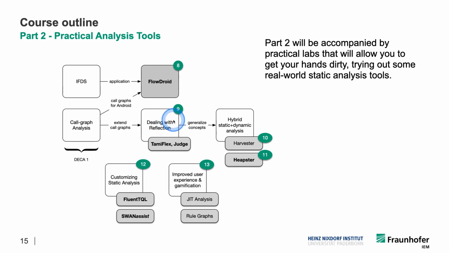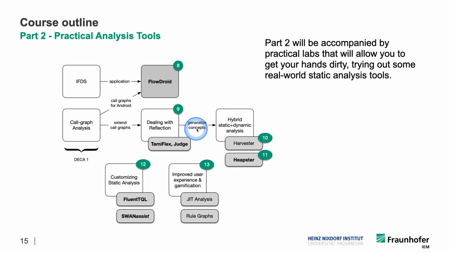Then another interesting, challenging topic when you're doing static code analysis is that you need to create call graphs that are correct also for applications that use reflection. Reflection is a way of calling methods indirectly in Java. So for instance, you just provide the name of a method or the name of a class. And yeah, there are certain tools that help you deal with this. For instance, one is called TamiFlex and one is called Judge. And we'll be discussing these in the course as well.